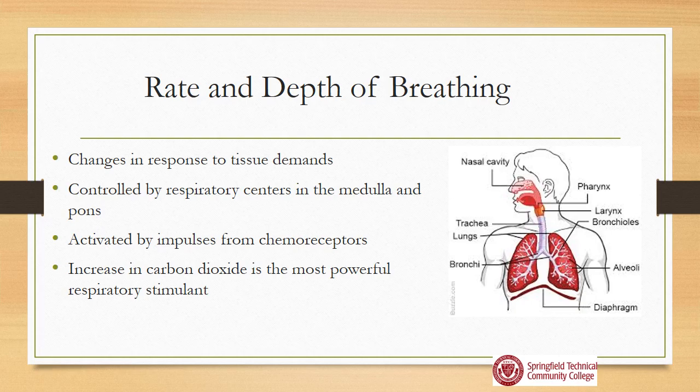The rate and depth of breathing are affected by tissue demands. So if I go out on a 5-mile run, I'm absolutely going to have an increase in my rate and depth of breathing as my poor lungs and heart try to keep up with the increased demands of my tissues for oxygenated blood. This is controlled by the respiratory centers in the medulla and the pons, which is why patients who suffer injuries to those areas of the brain are at high risk of death, because that brainstem is what controls your breathing, your heartbeat. It's activated by impulses from chemoreceptors.